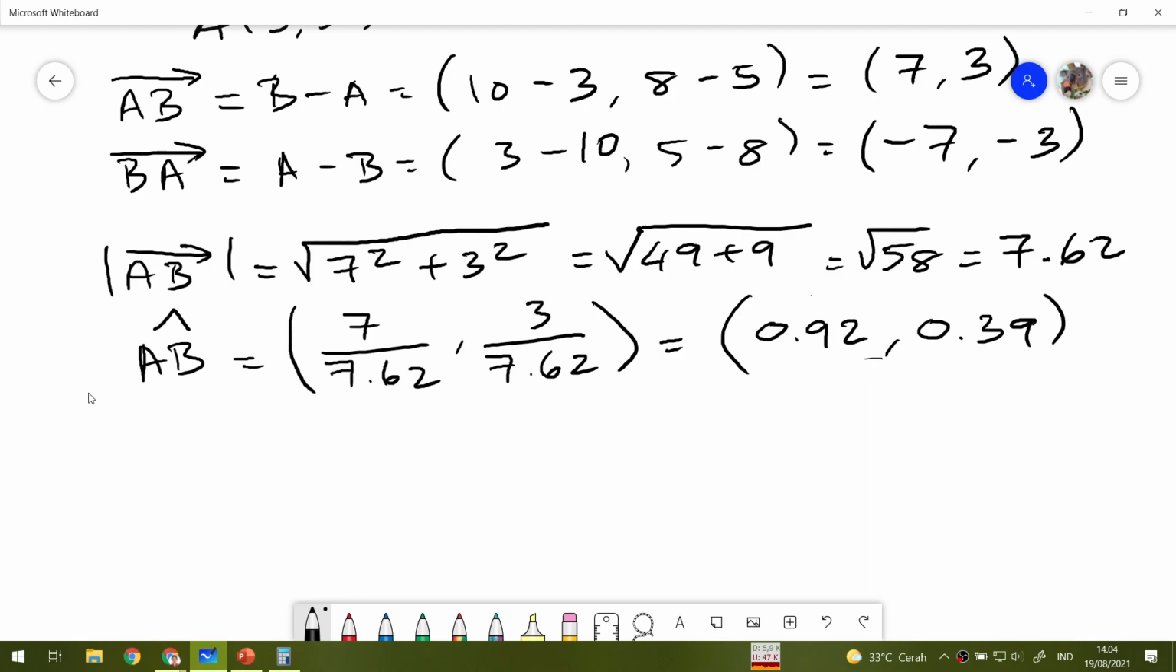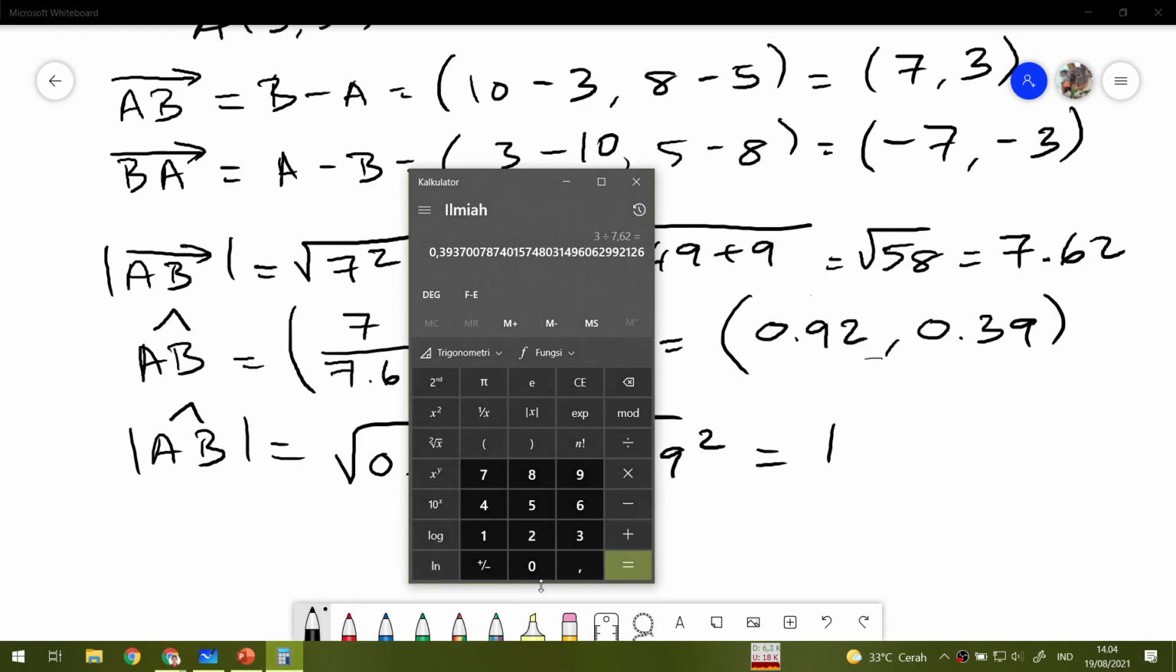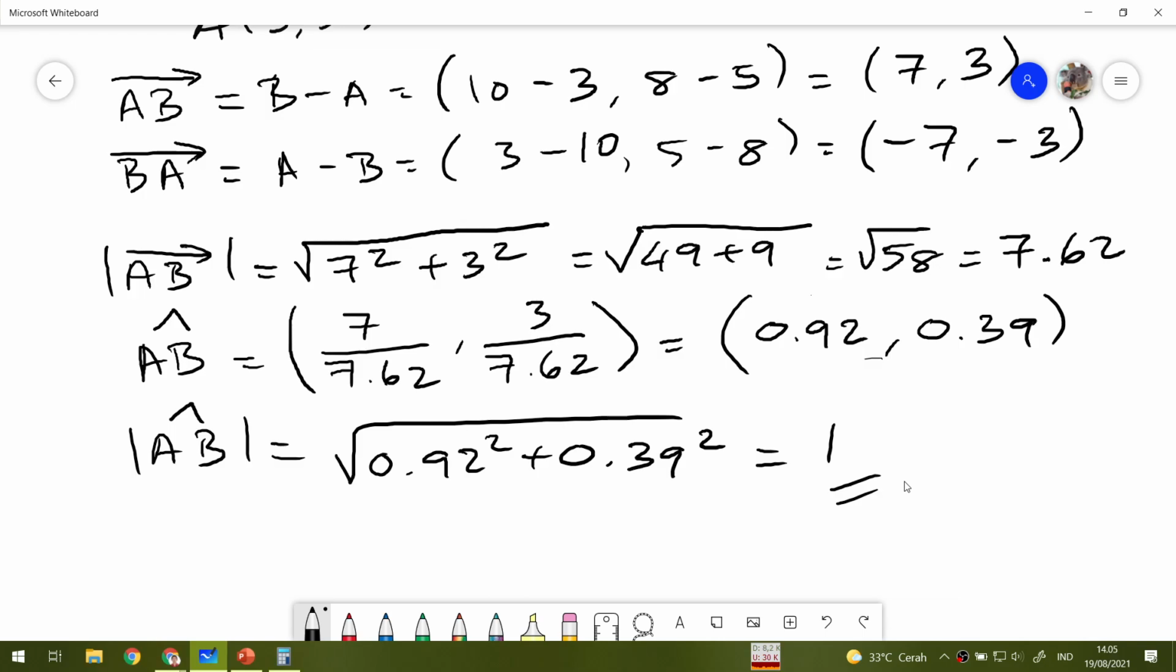I'll leave you to test yourself the length of the unit vector AB. It should be 0.92 squared plus 0.39 squared. If you calculate it correctly, you will get 1. Maybe let's try it in here. 0.92 squared plus 0.39 squared. Oh, no. Let me try it again. 0.92 squared plus 0.39 squared. The result is something like this. Then we take a square root. 0.999. If we round it, then you will get 1. So a unit vector has a length, or magnitude, of 1.